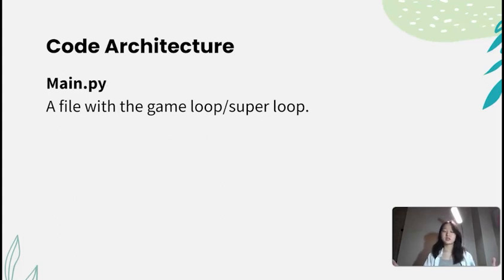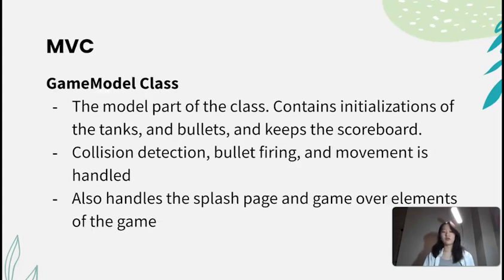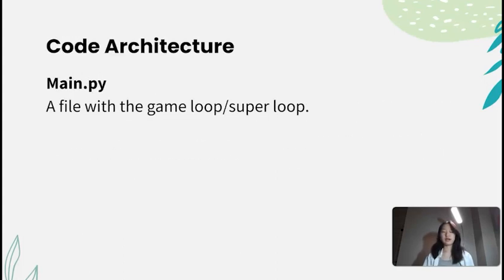All of this is drawn together in a file called main.py, which contains the game loop, or the super loop, whichever one you want to call it. It will initialize the model, a controller, and a view class, and then have a super loop that goes again and again and runs all those update functions to make a cohesive game.